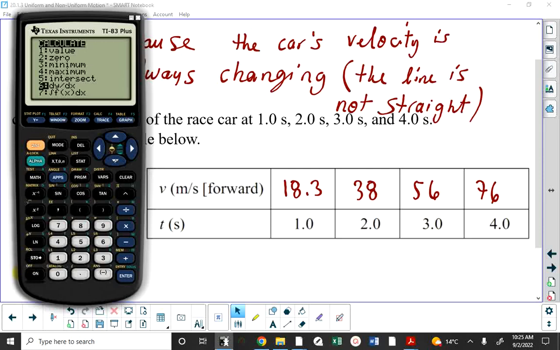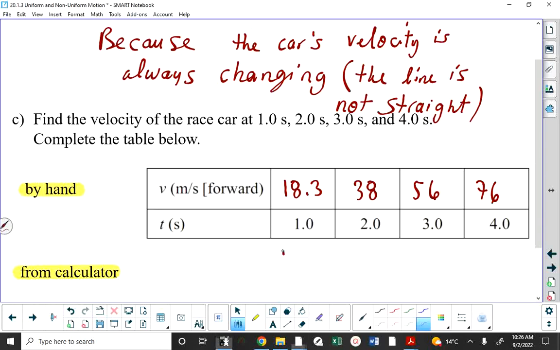So when I choose that option, and then I enter the x value of 1 second and hit equals, I get 18. It's telling me the slope at that point is 18. I did pretty good. I got 18.3. That surprises me. So from our calculator, we get 18.